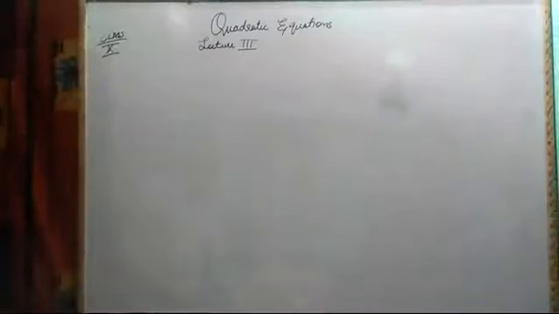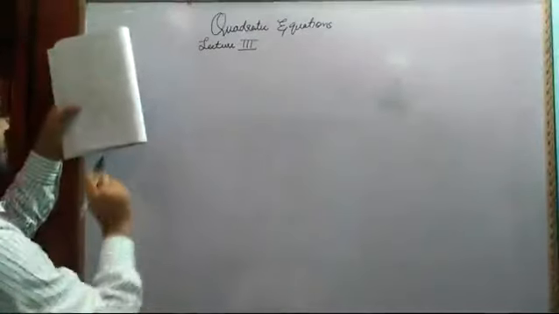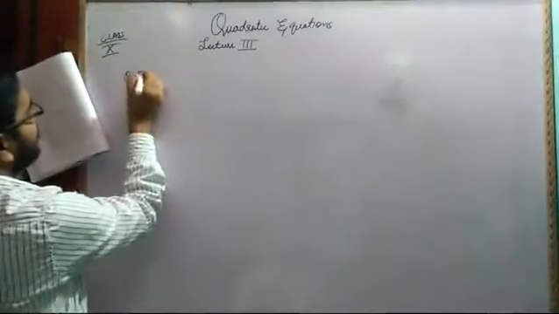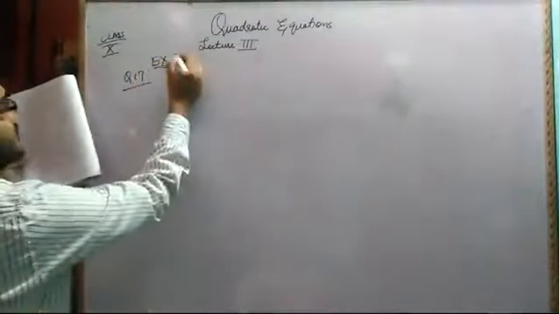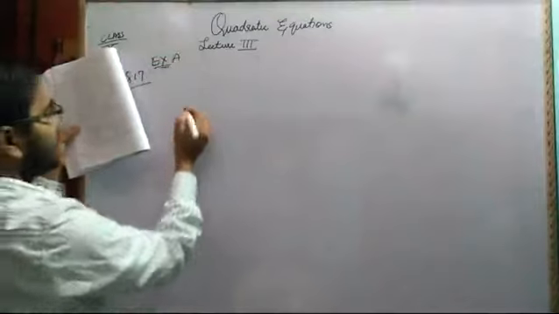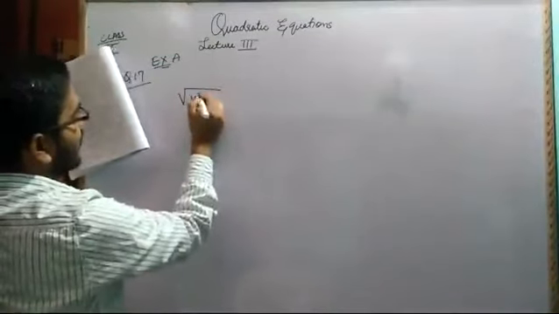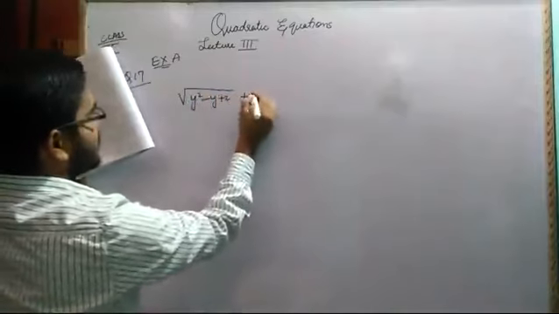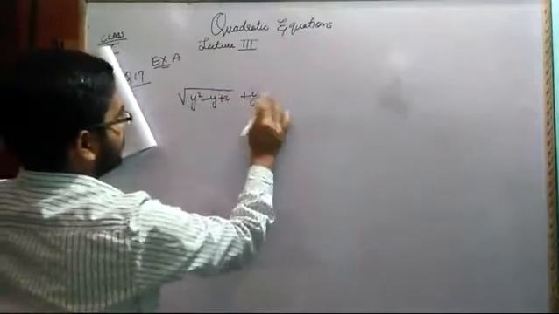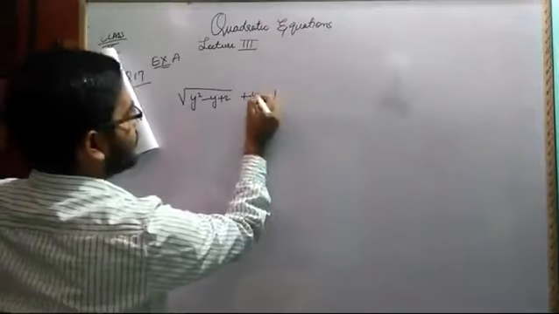Question number 17, a miscellaneous problem we are having. Find, solve in R. Question number 17 of exercise A of this chapter only. Exercise A, we are having: calculate in R, root under y square minus y plus 2, then outside we are having y is equal to 1.